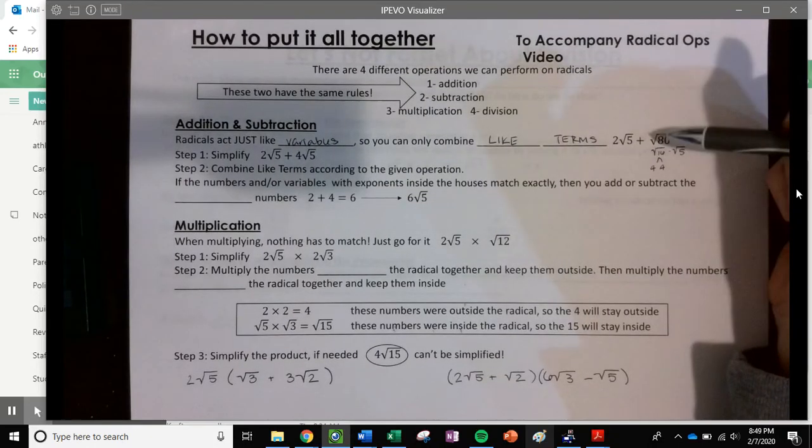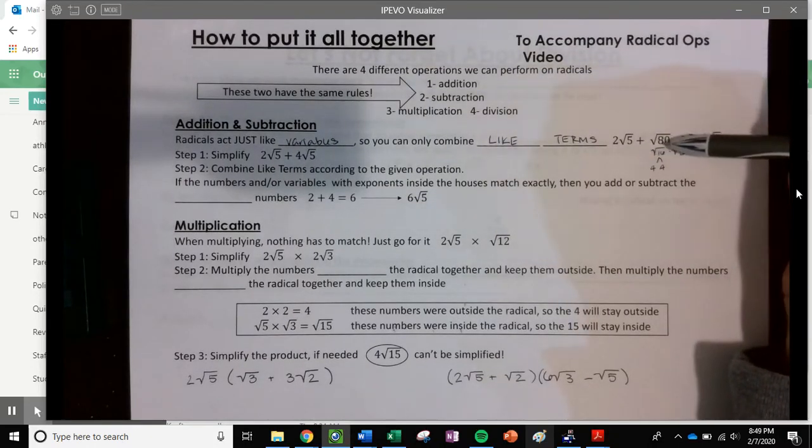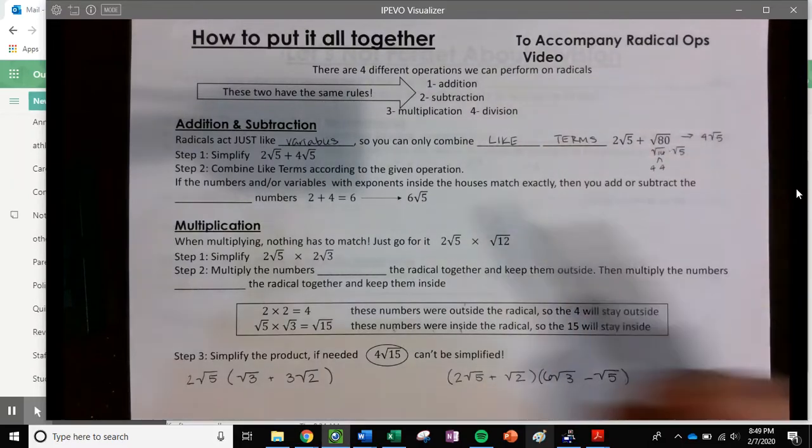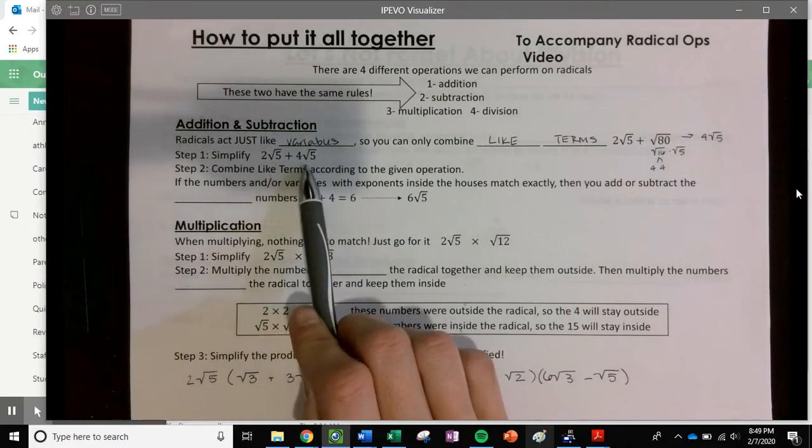And when I could not combine 2 square root 5 plus the square root of 80, I can combine 2 square root 5 plus 4 square root 5.